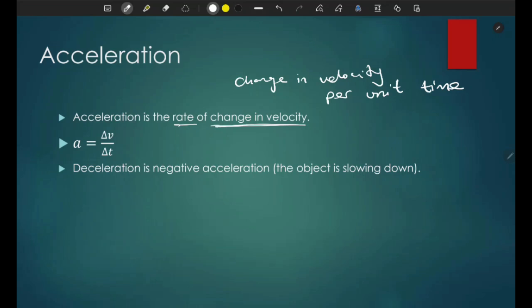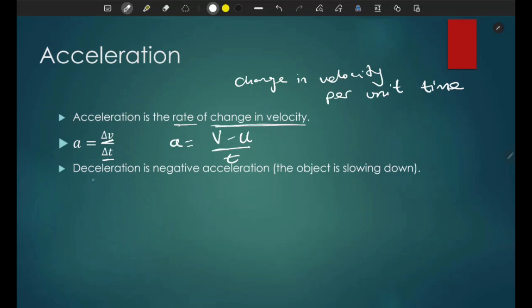The formula for acceleration is the change in velocity divided by the change in time. It can also be written as acceleration is the final velocity minus the initial velocity over the time. This is the formula for acceleration, and it can be used on graphs and also in word equations.